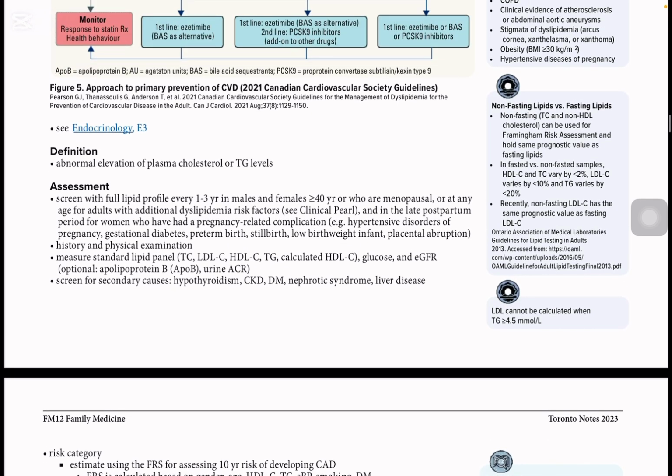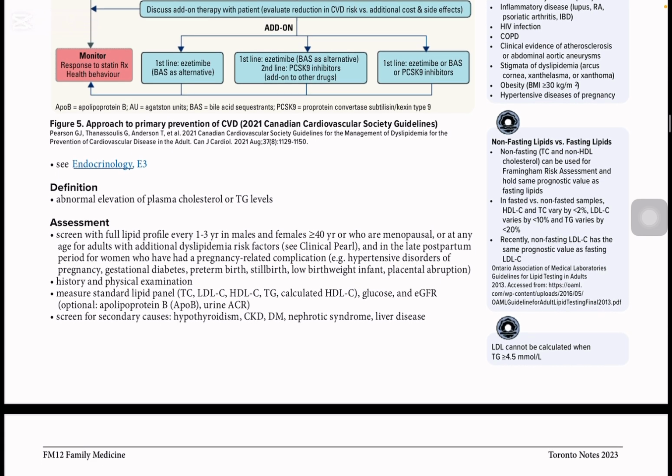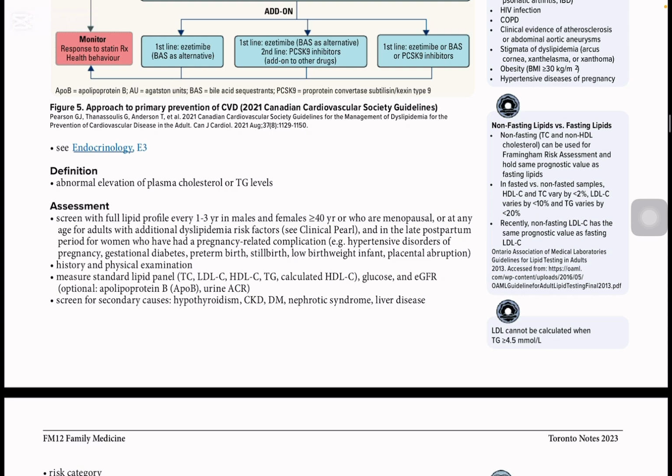So now they are telling you whom you have to screen. If a patient is more than 40 years, you have to screen every 1 to 3 years in male or female. And if the female patient has any gynecological or obstetric complication, you have to screen her for lipid profile as well. And then you have to check for additional secondary risk factors like thyroid, kidney problems, diabetic problems, or liver problems.